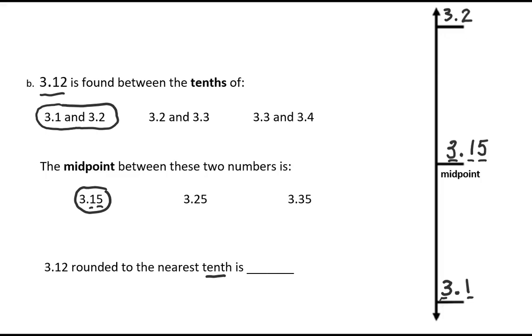The next step is to place our original number, 3 12/100, onto the number line. So the midpoint is 3 15/100, so 3 12/100 would be below that. So we'll just make an approximate guess here, plot it, and then the question is 3 12/100 closer to 3 1/10 or 3 2/10? Since it's below the midpoint, it's closer to 3 1/10. So when we round it, 3 12/100 rounds to the nearest tenth of 3 1/10.